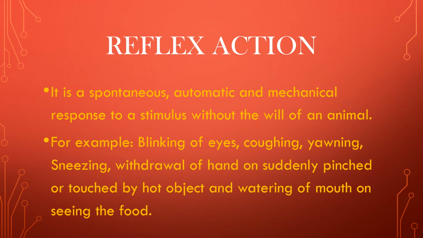Blinking of eyes means, like, there is a blow of dust suddenly, or there is a bright light on your eyes, so you will close your eyes. Coughing, yawning, sneezing. If you touch something hot, you will withdraw your hand. If you think of some delicious food, then your mouth starts watering. So these all are reflex actions. Majorly, reflex actions are controlled by the spinal cord.